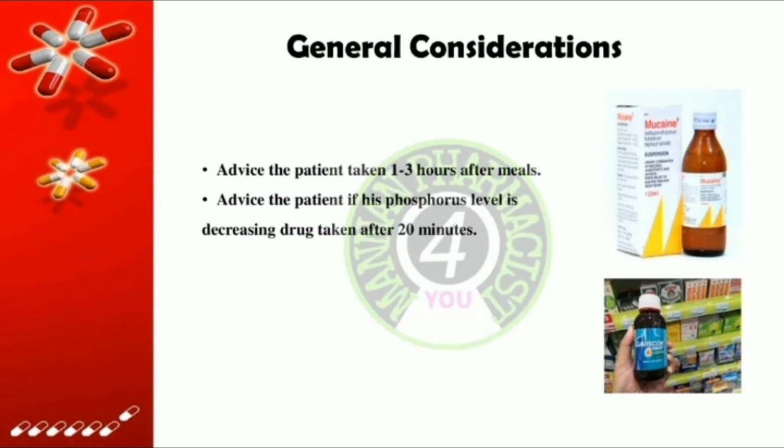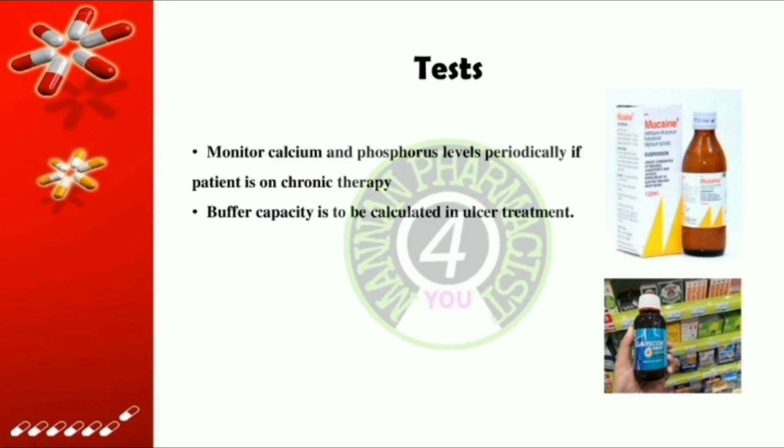General considerations: advise the patient to take it 1 to 3 hours after meals. Advise the patient that if his phosphorus level is decreasing, the drug should be taken after 20 minutes. Monitoring parameters or tests of aluminum hydroxide: monitor calcium and phosphorus levels periodically if the patient is on chronic therapy. Buffer capacity is to be calculated in ulcer treatment.